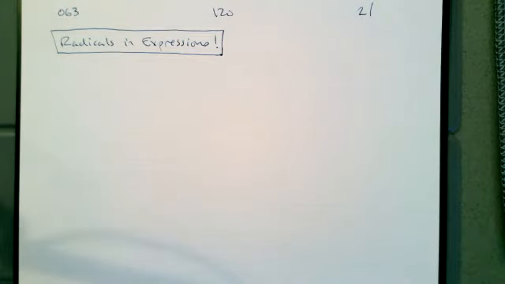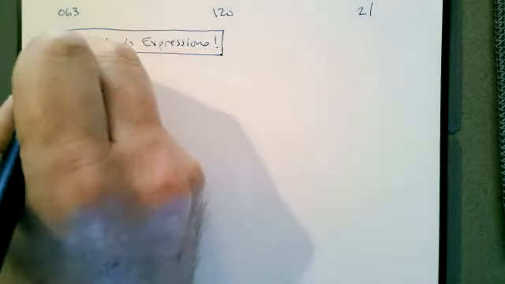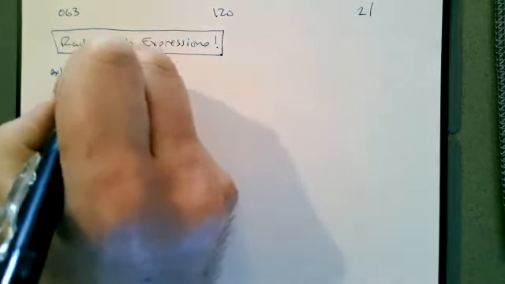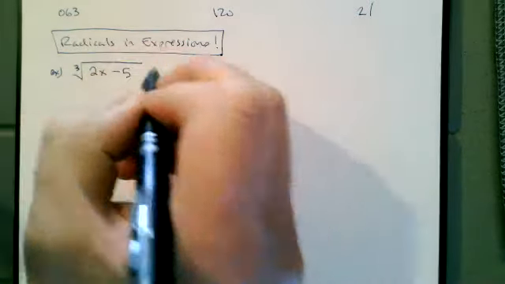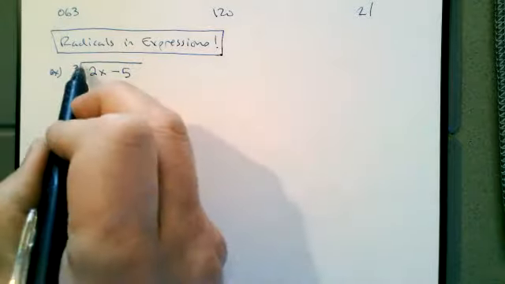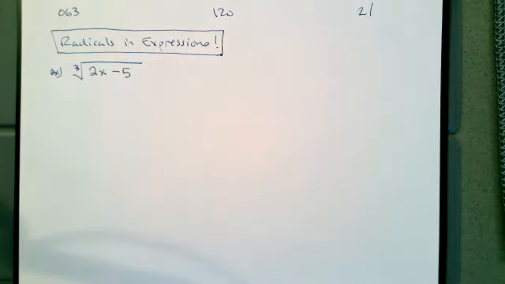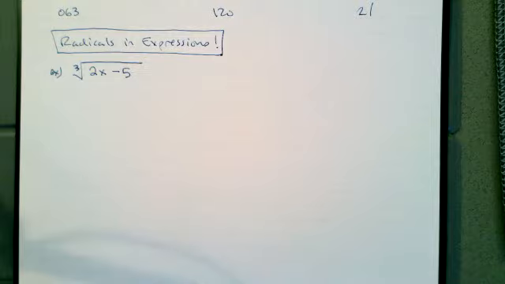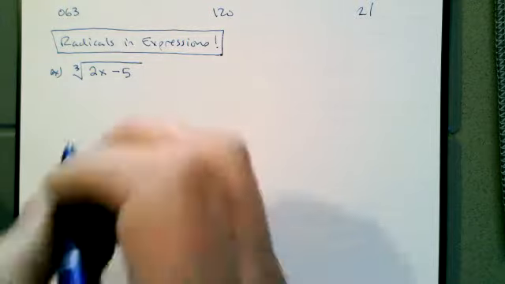Let's suppose that we have an expression that says the cube root of 2x minus 5. So this is how we group things in a radical. The radical symbol will act as a grouping symbol by extending the bar over the radicand. So the radical acts as a grouping symbol by extending that horizontal bar over the radicand.